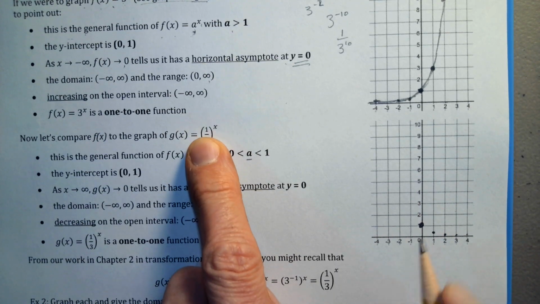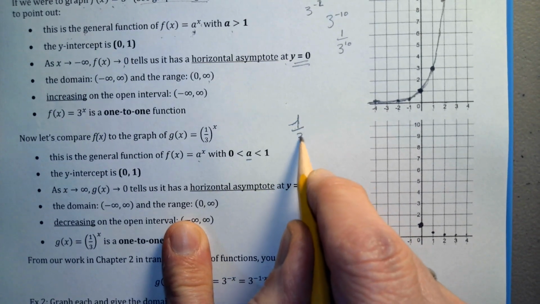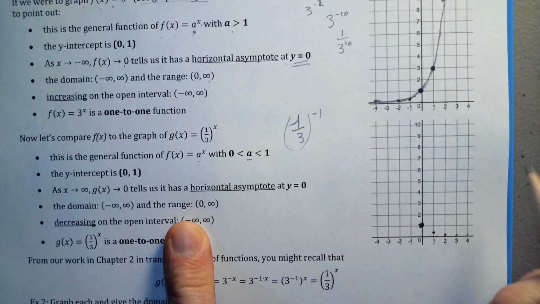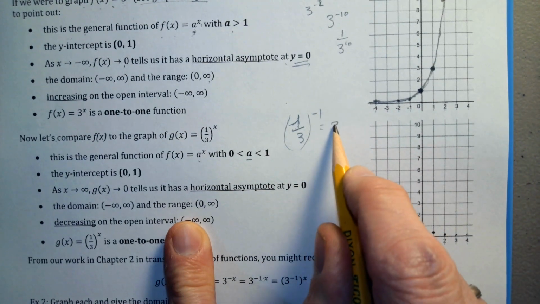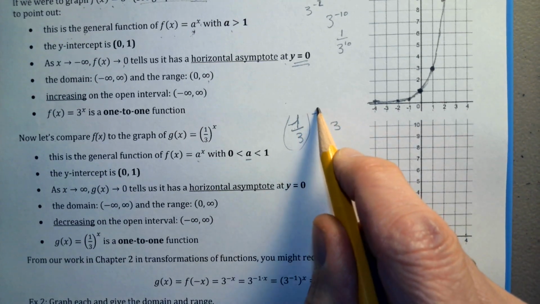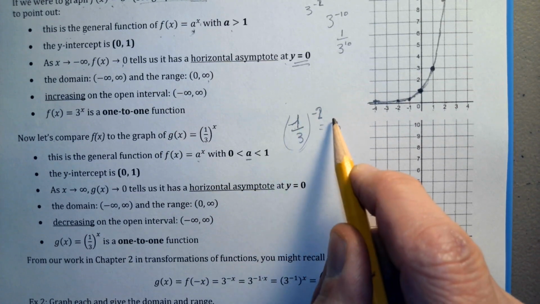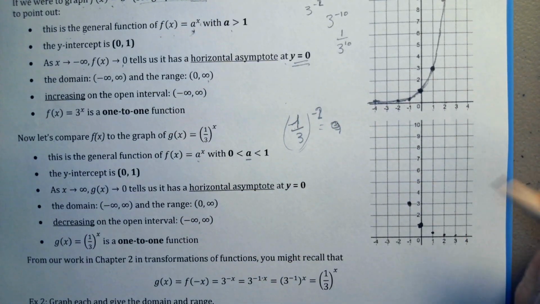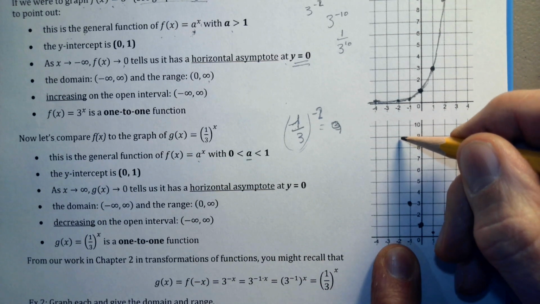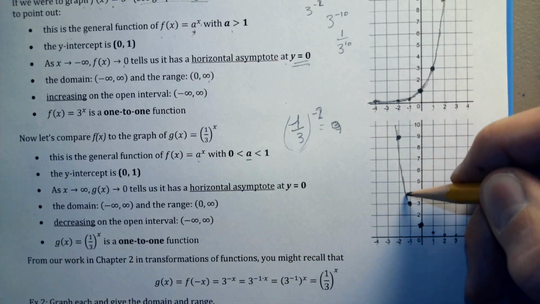If I put a -1 in here, we have 1/3 to the -1, so that's just equal to 3. So at -1, we're at 3. And then if this was -2, you'd bring the 3 up and square it, so that's going to be 9, right? So at -2, I'm up here at 9. All right, so let's sketch that in.